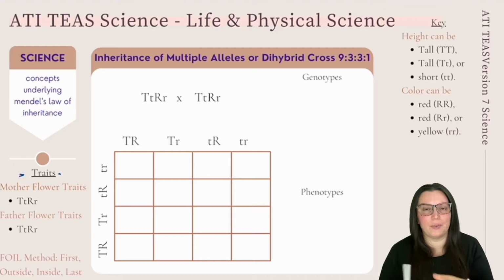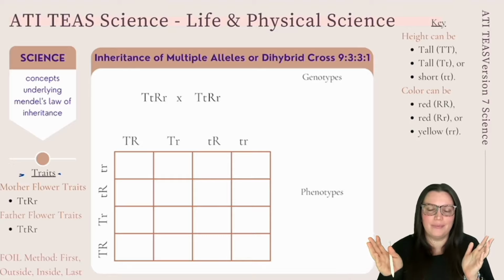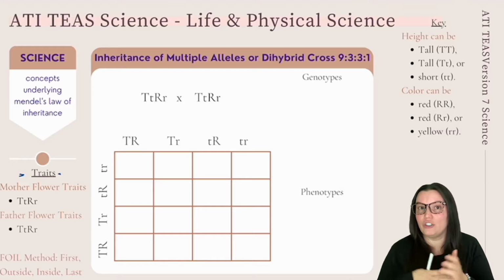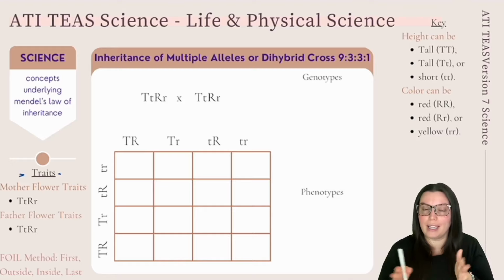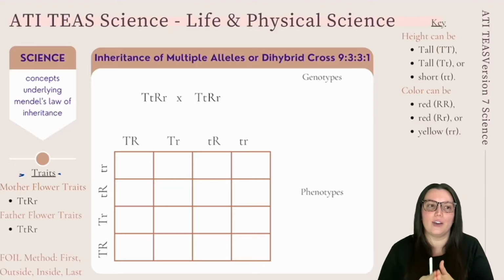Same thing with our color. We have red and we have yellow. With red, we have a big R, obviously going to be red. Big R, little r, remember that dominant gene is there, that dominant trait, so it is going to be red, even though it has the recessive little r. And then little r, again, is going to be yellow because there's no dominant trait taking over.